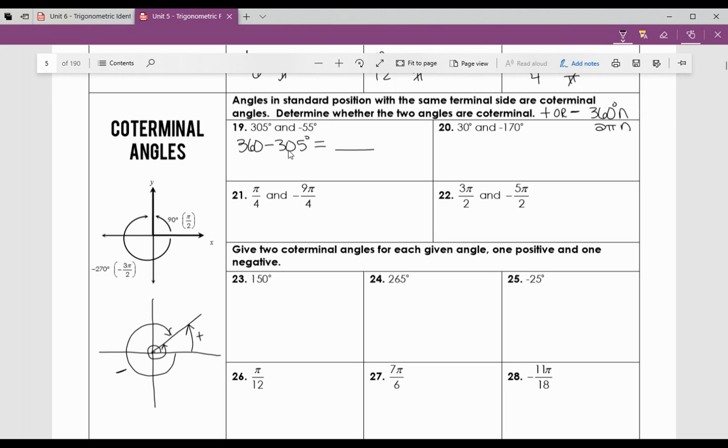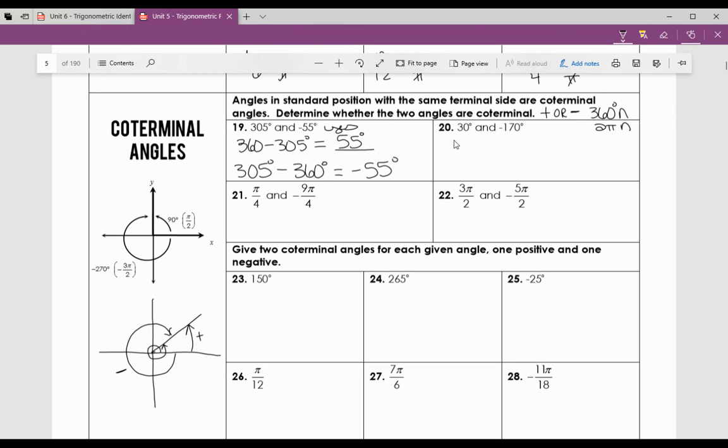What is 360 minus 305? All right, close. Now, what happens if I take 305 and I take away 360? I get negative 55. Okay, so are these coterminal? Yes. When I did it one way, I got 55, but when I reversed the order, I got the negative 55. Does that make sense?